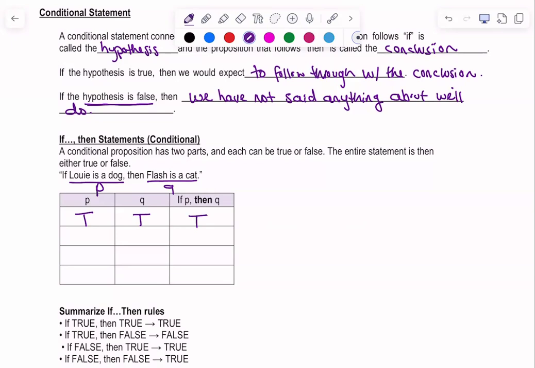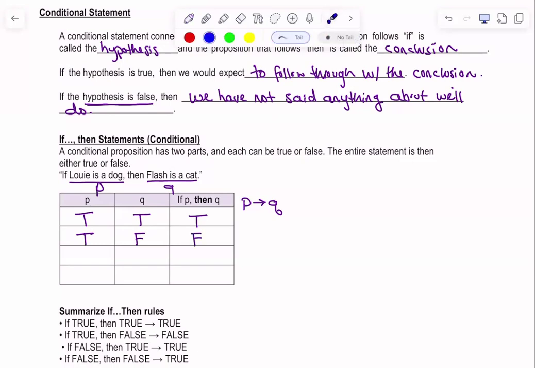I also want to show you some symbols. I could say if P, then Q. This is also a symbol for that, so you might see that on Open Math. Now I'm going to say my hypothesis is still true, if Louis is a dog, but I'm going to claim my conclusion is false. If Louis is a dog, then Flash is not a cat. That whole statement can't be true, right? Because we know Flash is a cat. So that's why this statement is false.